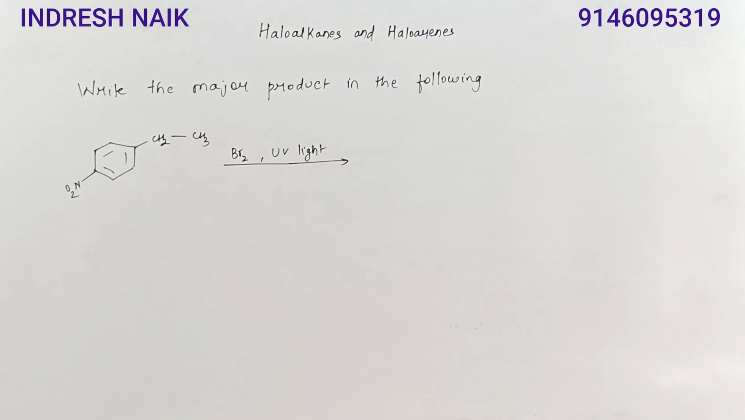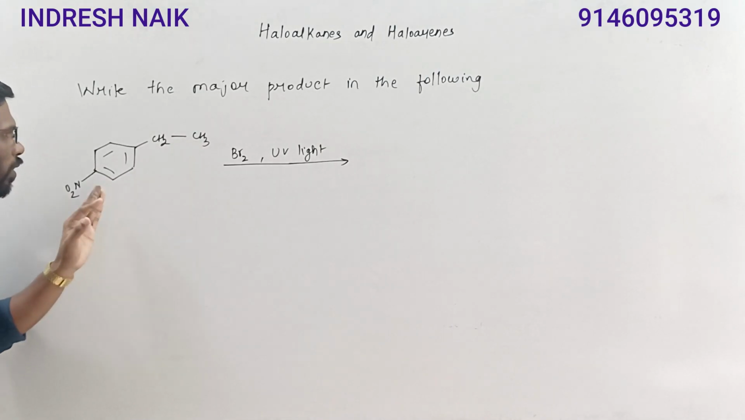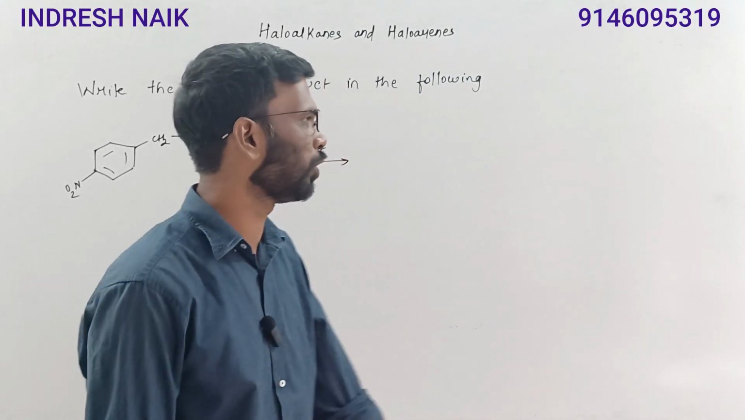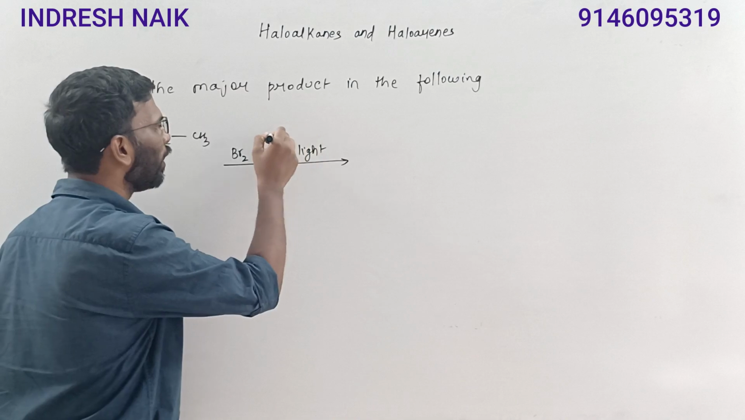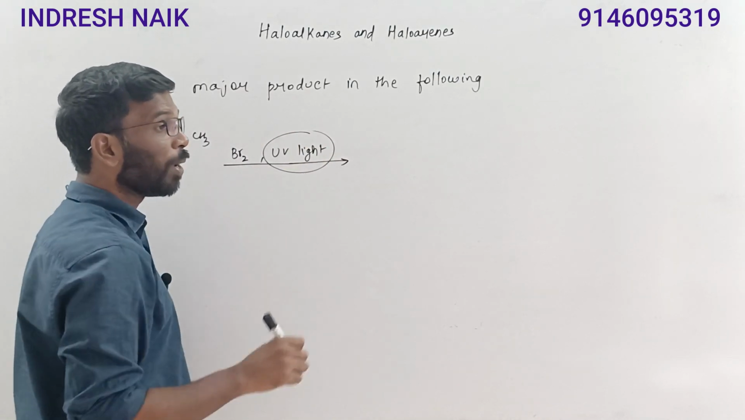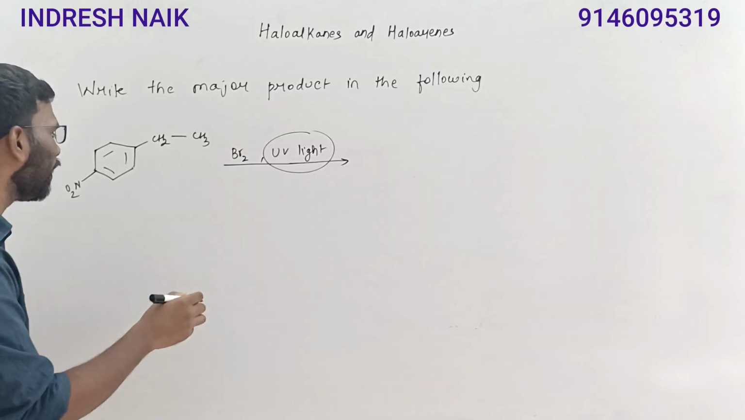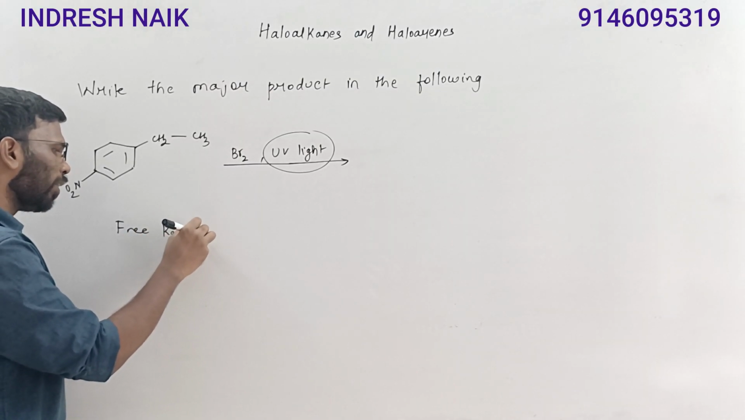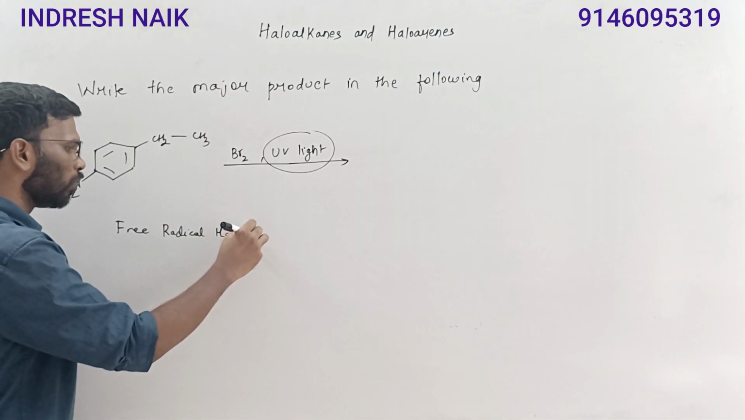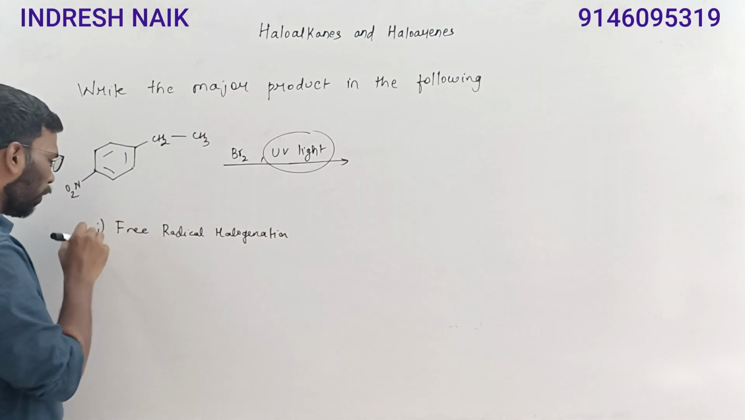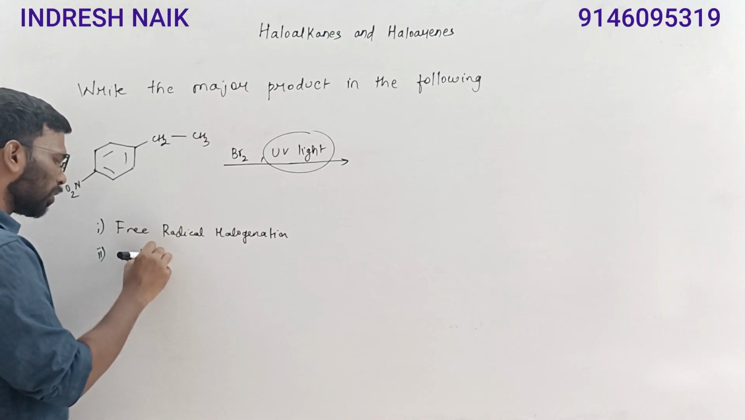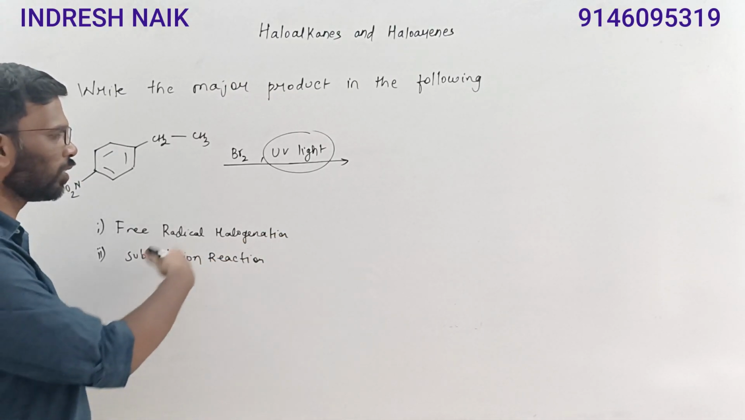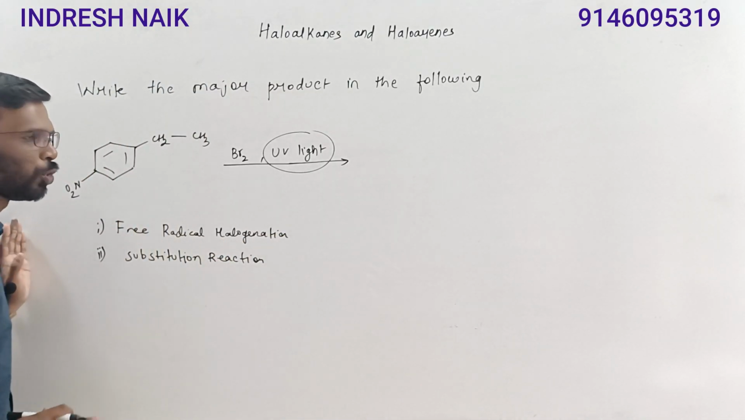Write the major product of the following. They have given this reactant, and you are adding a substitution, which means this reaction will go via substitution. Now how to identify this? This is bromine and it is written UV light. Remember that if this is given, then it is free radical halogenation. This is the first point. Second, it is a substitution reaction. These are the points for you, nothing to write in an exam paper.